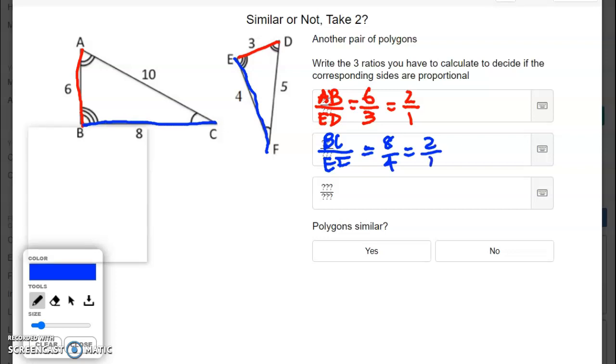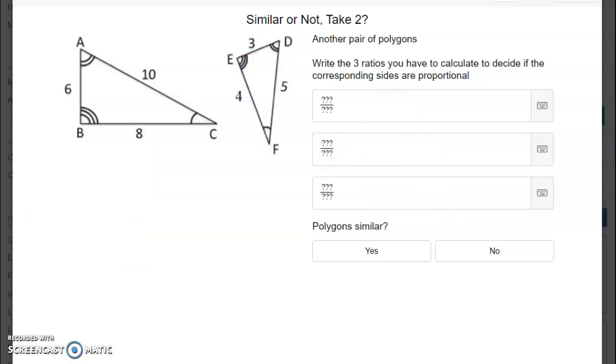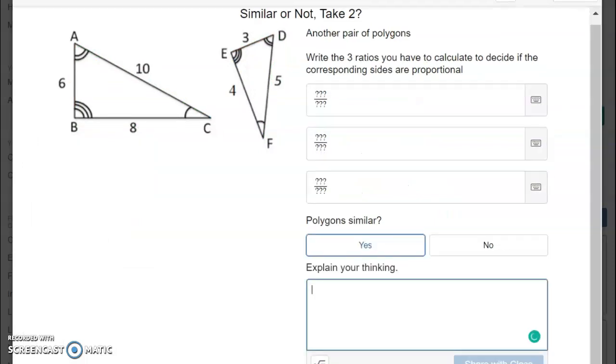And then finally, the last one is AC over DF. AC over DF is 10 over 5, which is 2 over 1. So since the angles are congruent and all the sides are proportional, we can say yes, the two are similar, and you can explain that just there.